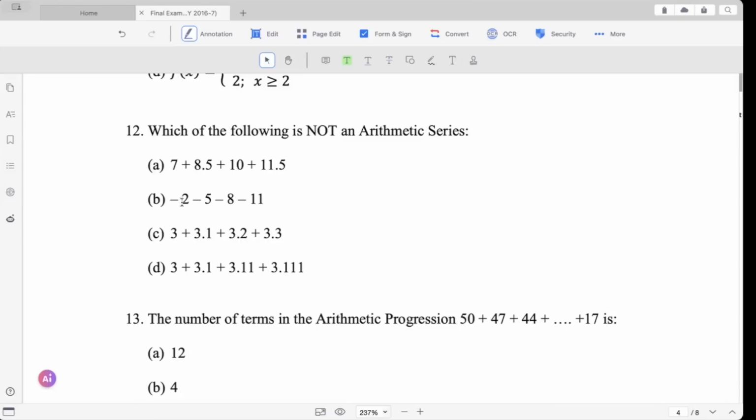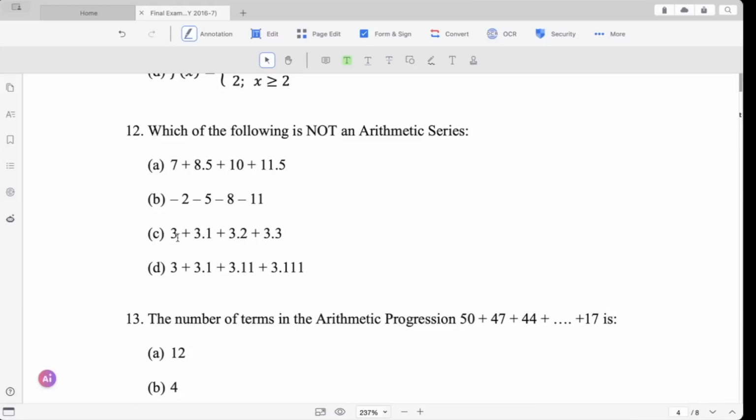Let's look at this. I have minus 2, minus 5. So to find a common difference, you're going to say minus 5 minus minus 2. So the common difference is negative 3. So when I subtract 3, I should be getting the next. So minus 2 minus 3, I get minus 5. Minus 5 minus 3, I'm getting negative 8. Minus 8 minus 3, I am getting negative 11. So this is an arithmetic series.